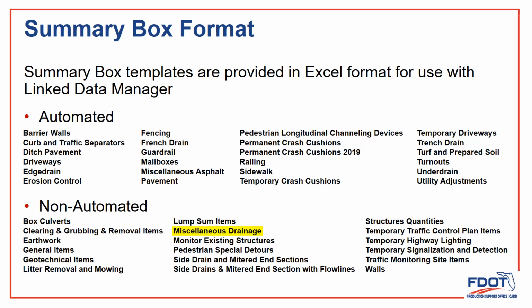I did want to point out the Miscellaneous Drainage Summary box. This box is only to be used when there is incidental drainage work on a project and there is no summary of drainage structures present in the plans. If there is a summary of drainage structures, all the drainage should be documented there, and there should not be a summary of miscellaneous drainage. You should never have both boxes within the same plan set.